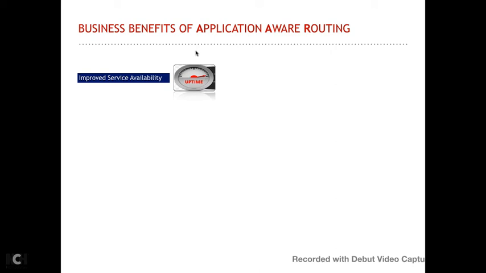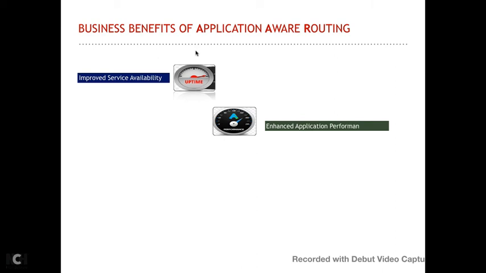So the improved service availability point makes sure that application level routing intelligently decides the best path to meet the SLA for an application, so that the user is always happy. That's why we say that it gives you uptime with respect to service availability.